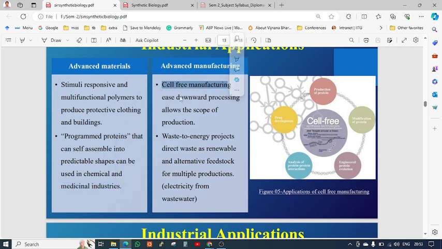Cell-free manufacturing, with downstream processing for scaling up production. Waste-to-energy projects: waste and renewable sources can be an alternative feedstock for the production of energy, because we are going to throw away these garbages, these wastes that are not utilized anywhere. But if you utilize this process, synthetic biology, to generate energy from this waste, that is very helpful. So nowadays this is also going on.